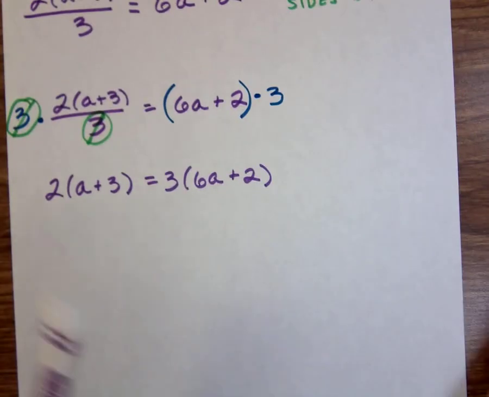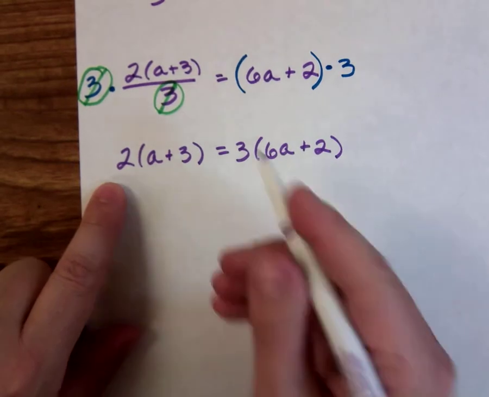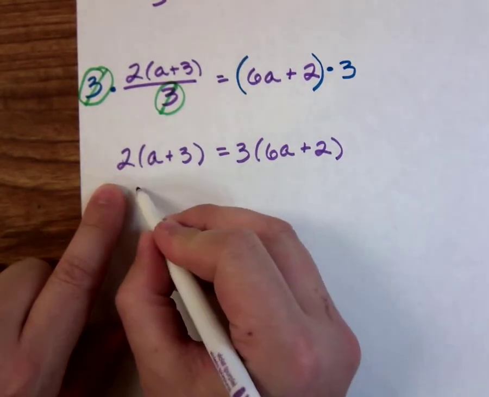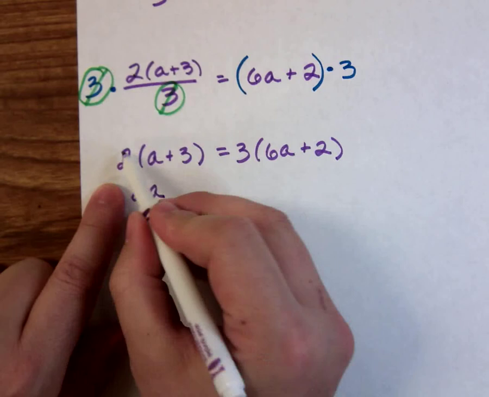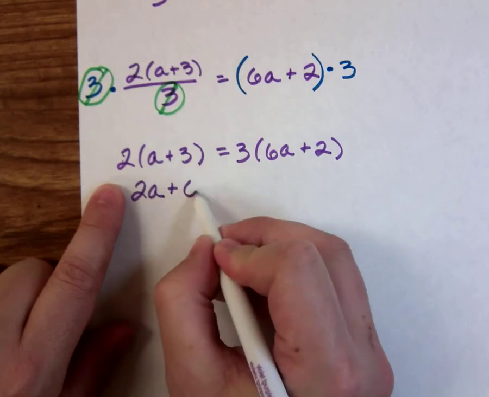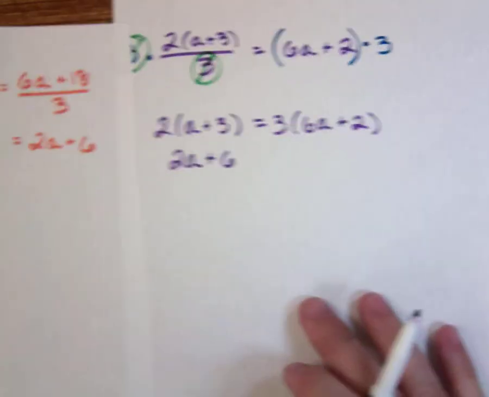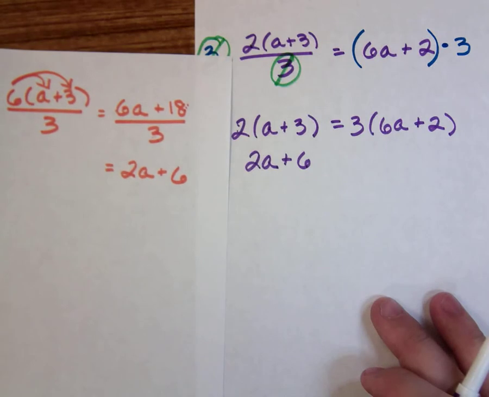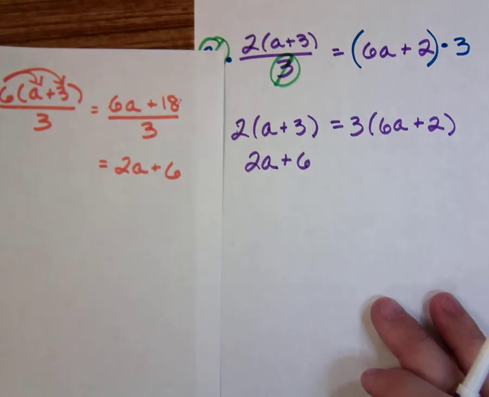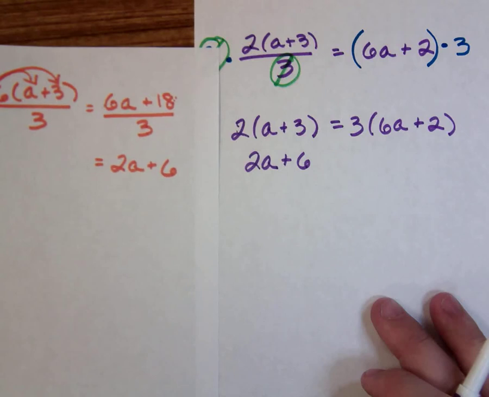Here we are solving this problem. Let's go ahead and distribute. Let's distribute this side. 2 times a and 2 times 3. Oh my gosh. Hey look, it's 2a plus 6 both ways. It came out the same.